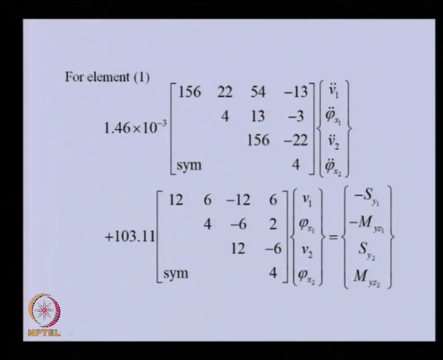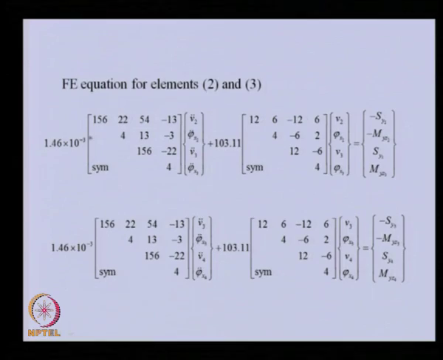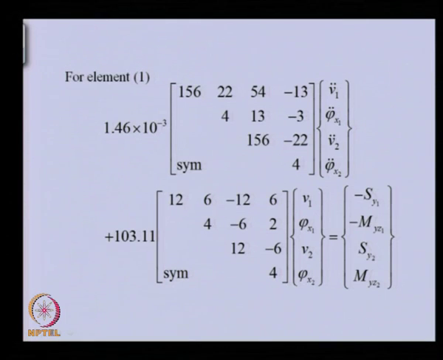Now, this is the elemental equation for element 1. For element 1 we have nodes 1 and 2, and correspondingly these are the nodal displacements. This is the mass matrix, which we already calculated earlier. This is the stiffness matrix, and this is the reaction force and moment. We are not considering any external force, so that particular vector is 0 here.